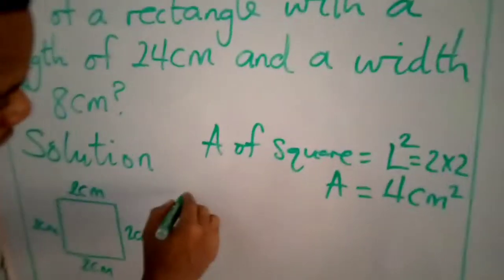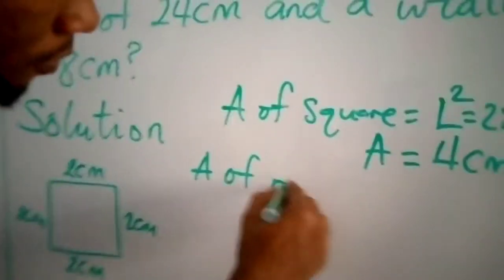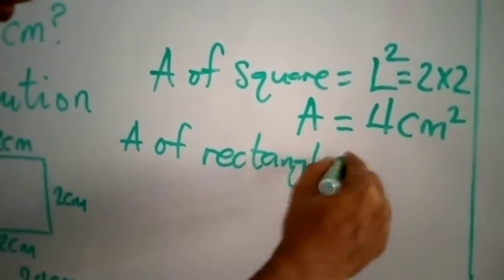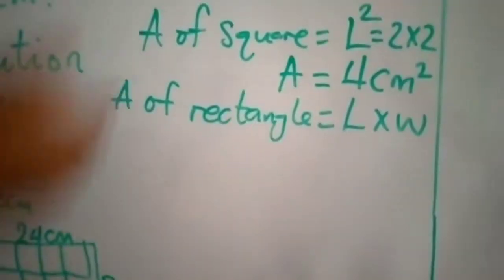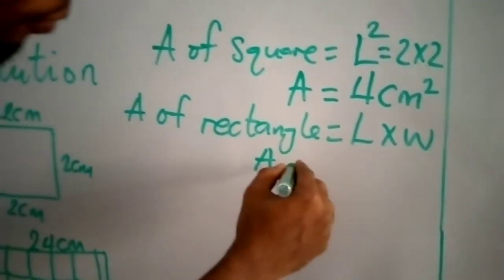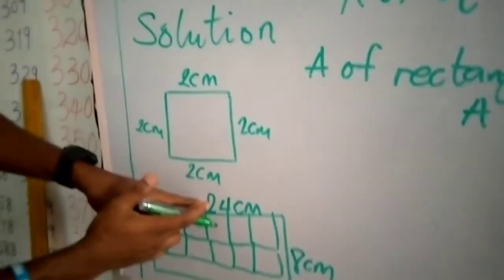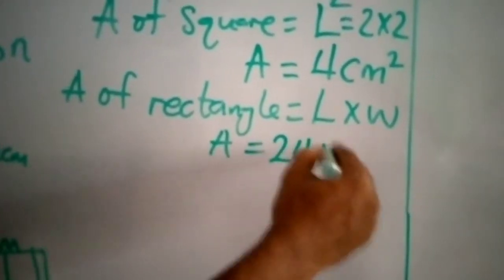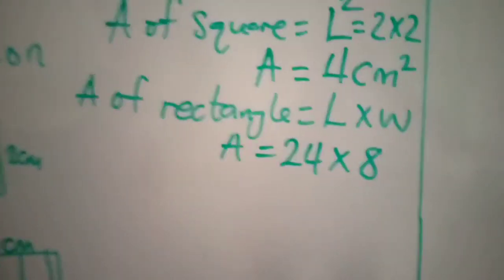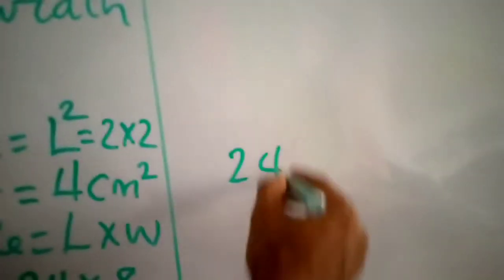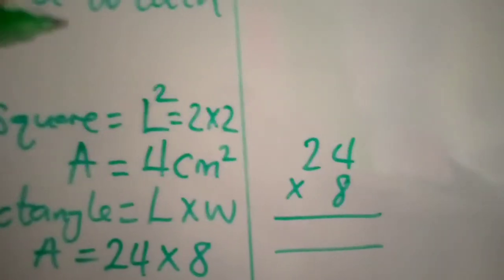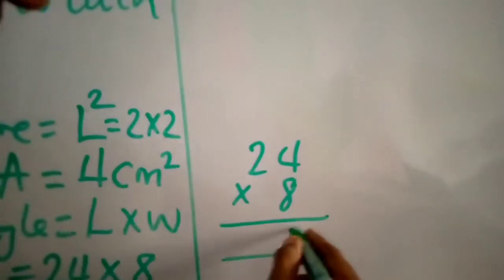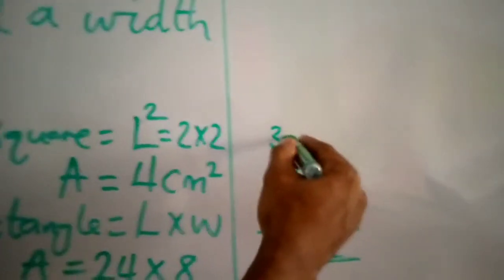Let's go to area of triangle, area of rectangle, sorry. Area of rectangle is what? Length times width. Area of rectangle will be 24 times 8. So what is 24 times 8? In your 8 times table, what is 8 times 4? 32. Good. You write down your unit and carry your tens.